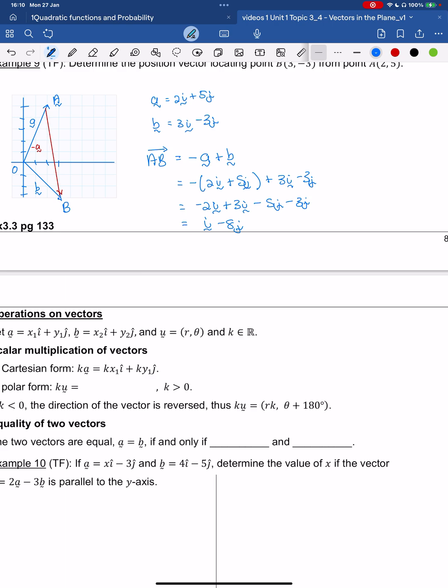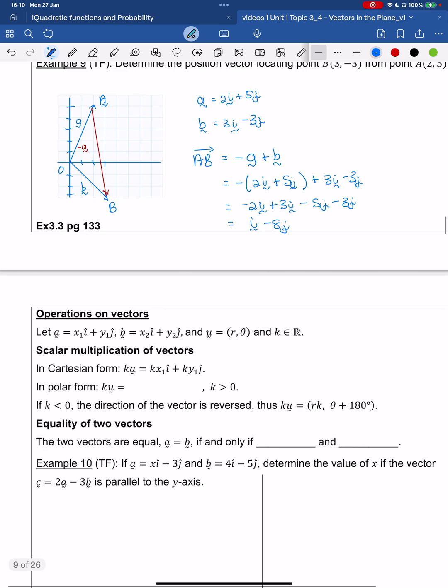And that is positive i minus 8j. Okay, and that kind of makes sense because if I took this vector over here, AB, and shifted it so that its start was put at the origin, that would definitely be at around about positive 1i and minus 8j.